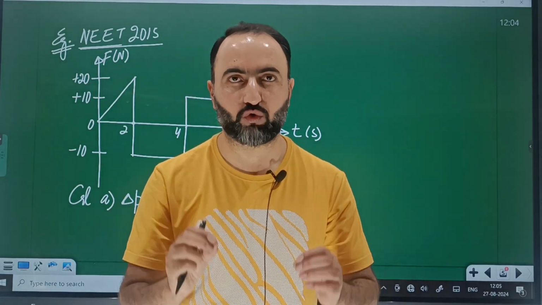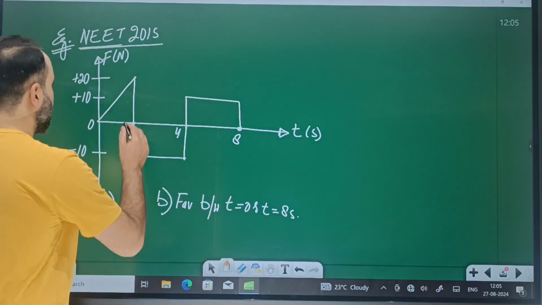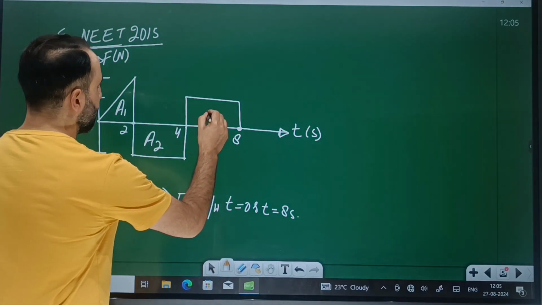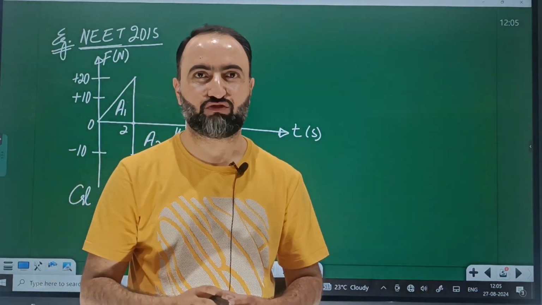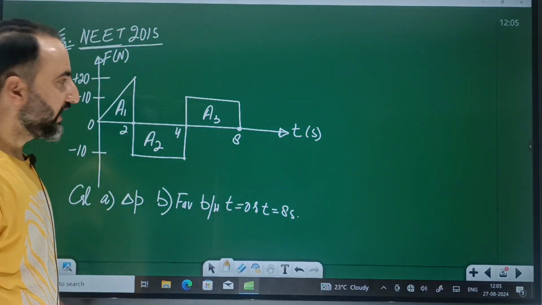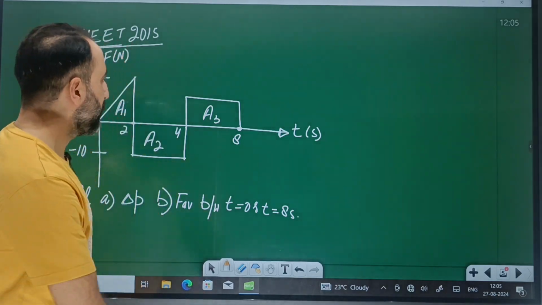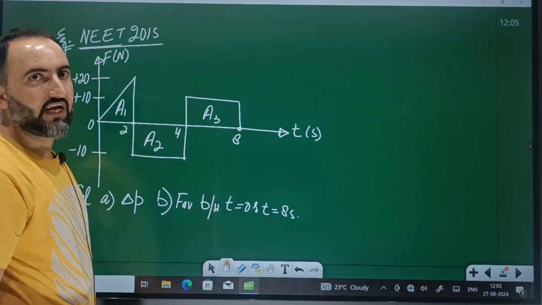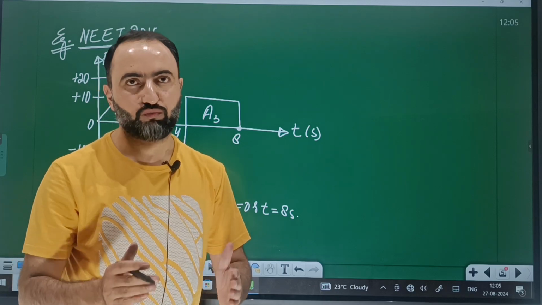If you look at this graph, there are 3 different areas. How many areas are there, beta? 3 different areas. Number 1 is this triangle. Number 2 is this rectangle. Number 3 is this rectangle. Okay, now have a clear look. These two areas, A1 and A3, are above the time axis, isn't it? And this area is below the time axis. Right? So easily we can calculate A1, A2 and A3. Then the total area will be equal to A1 plus A3 minus A2, or A1 minus A2 plus A3.